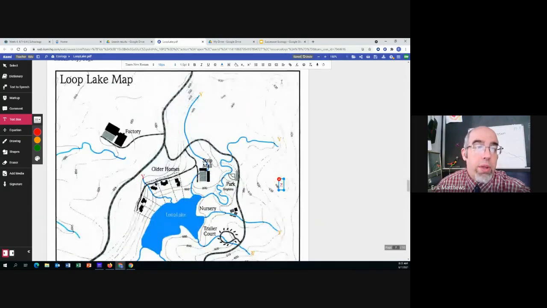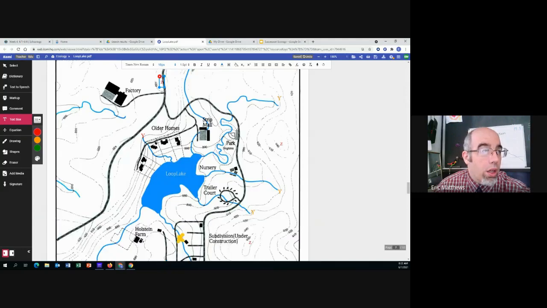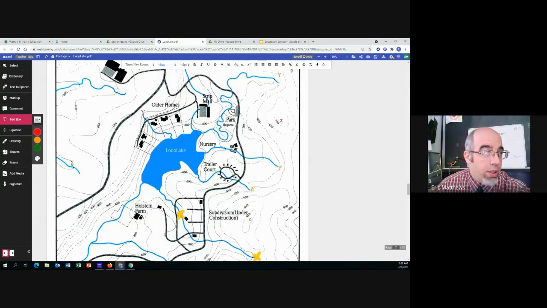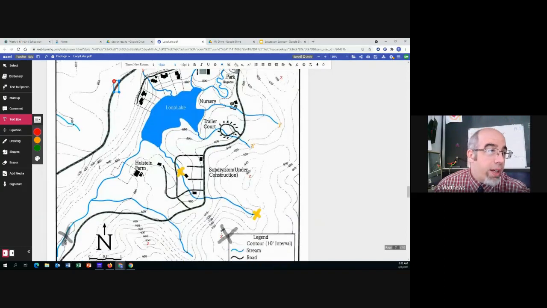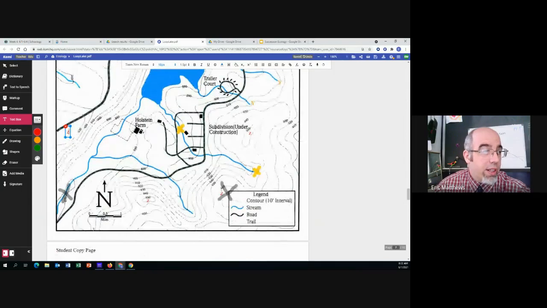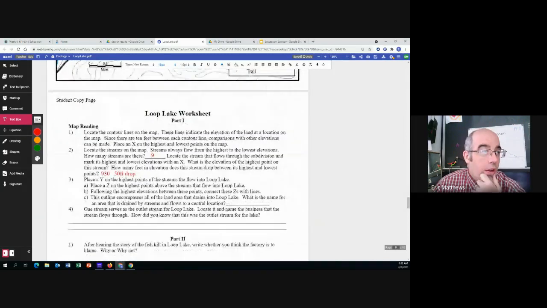You can generally tell them because they're going to have a full circle that you can see come all the way back around. See how this one comes around? That means that it is a top area. All right, and we got one more down here. Fantastic. All right. Following the highest elevation, connect these Z's with lines.